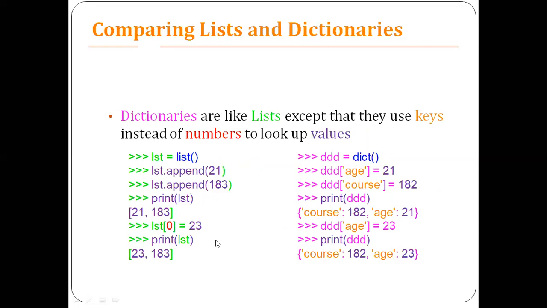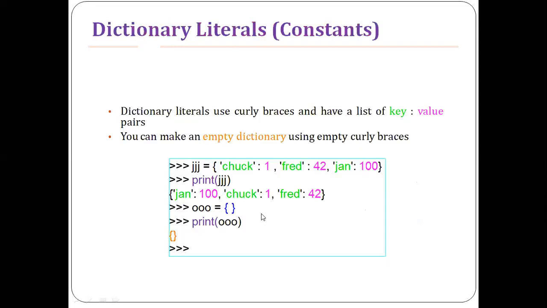So this is how you can compare lists and dictionaries. In a list, we append elements or access them based on their index or position. But in the case of dictionaries, we access the elements based on the lookup tag, also called the key. In this case, we have age and course, which are called the keys, or lookup tags. This is one example of dictionary constant literals.